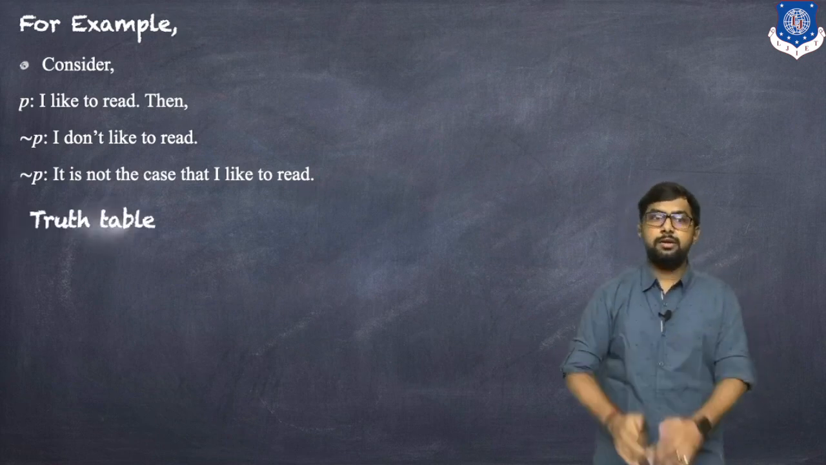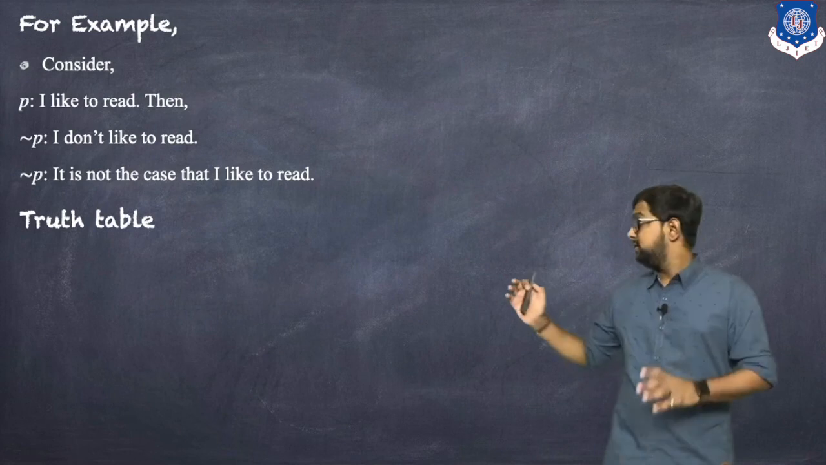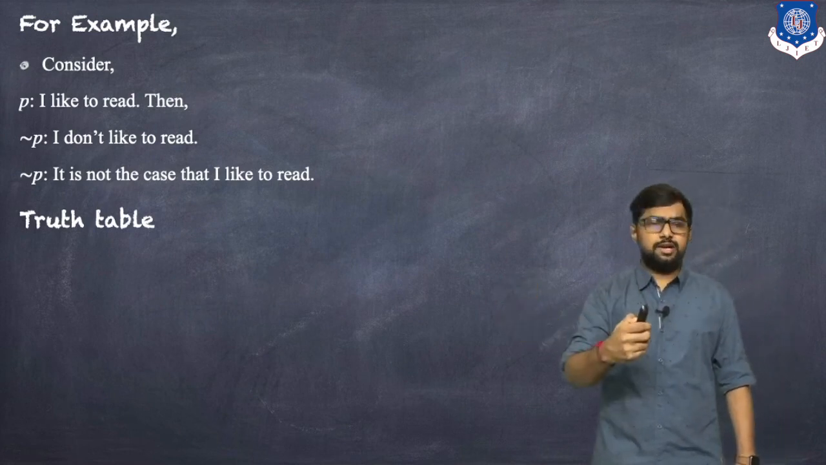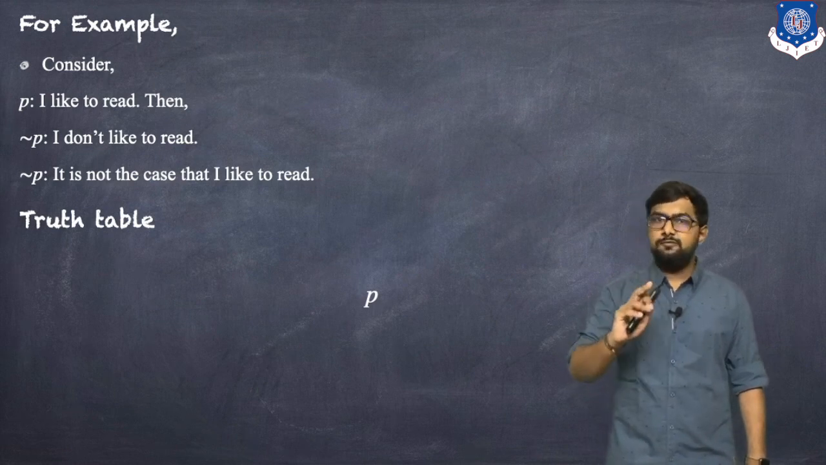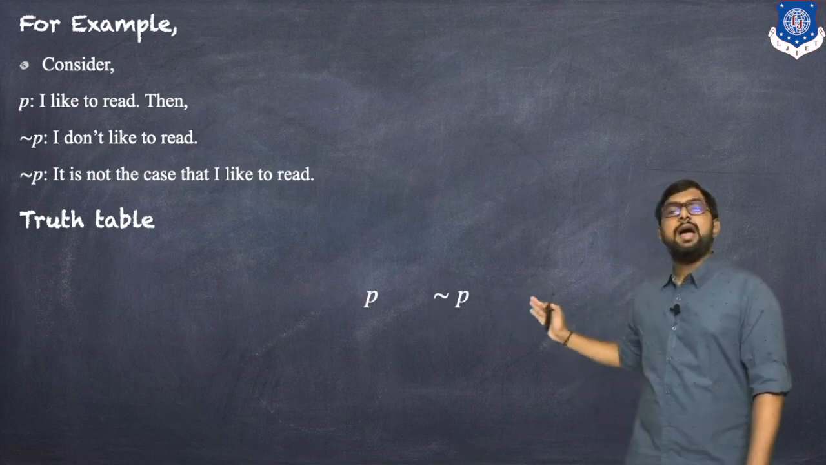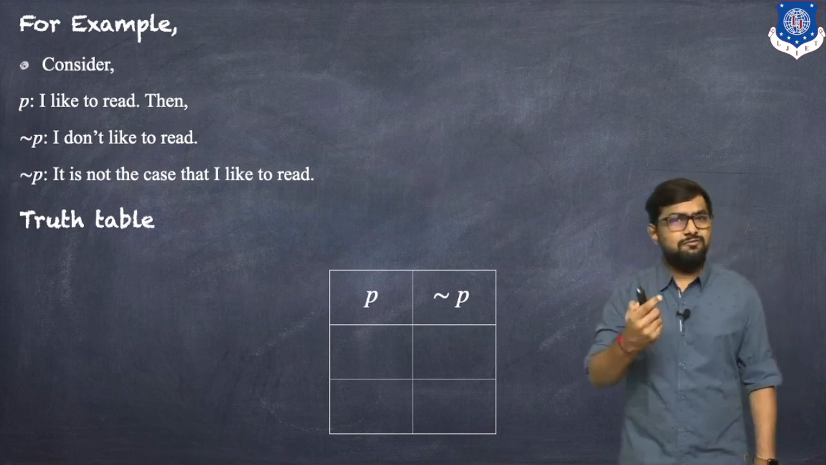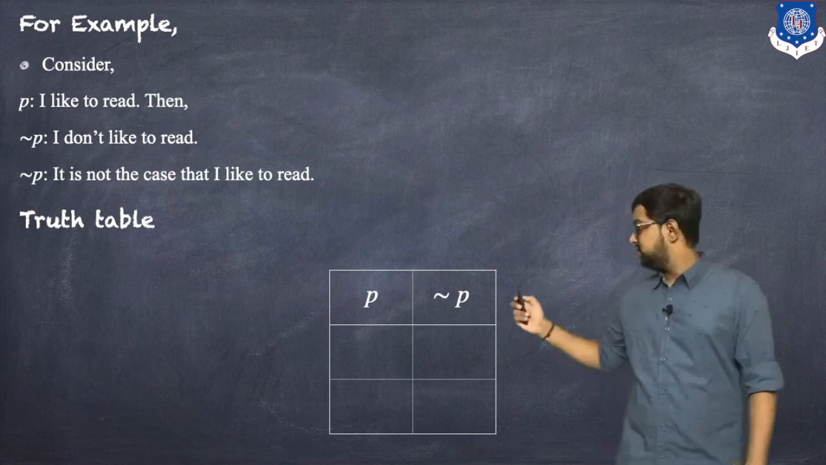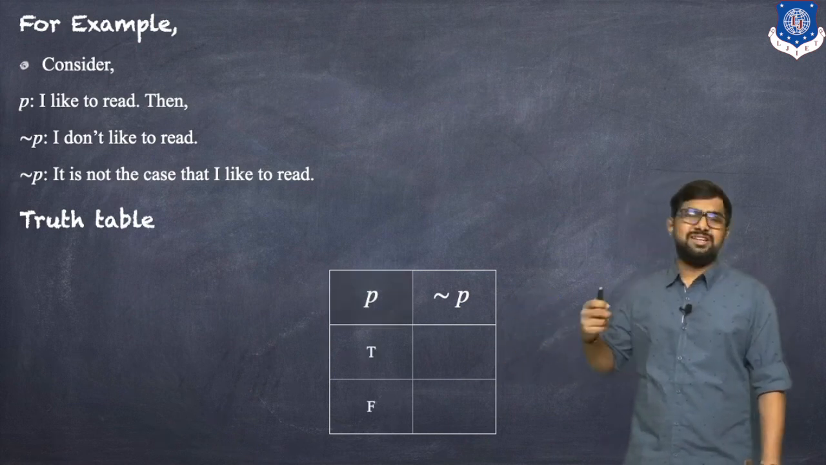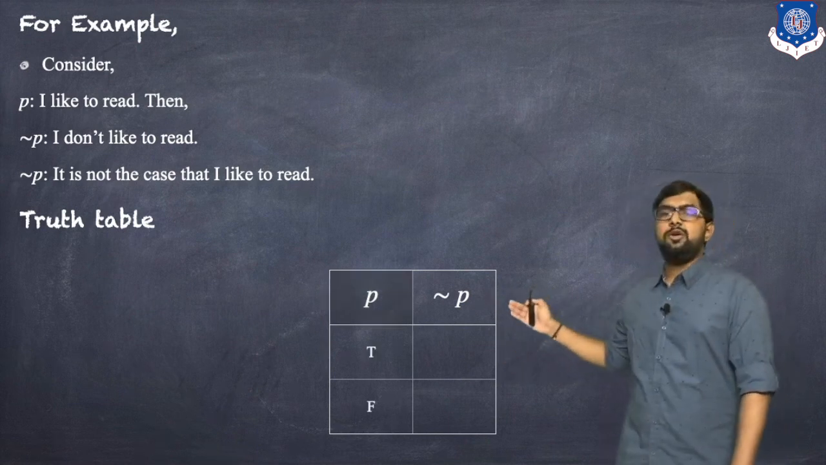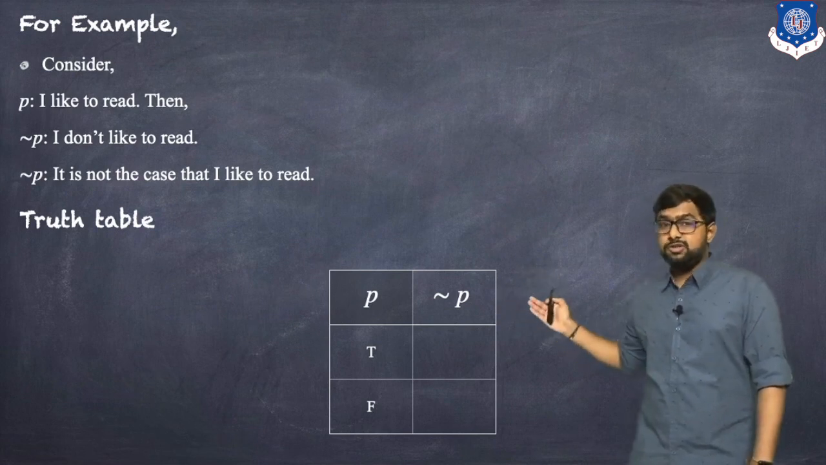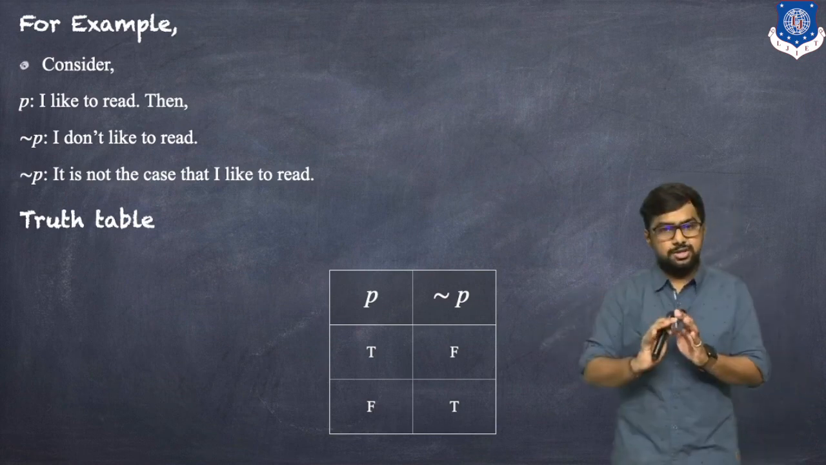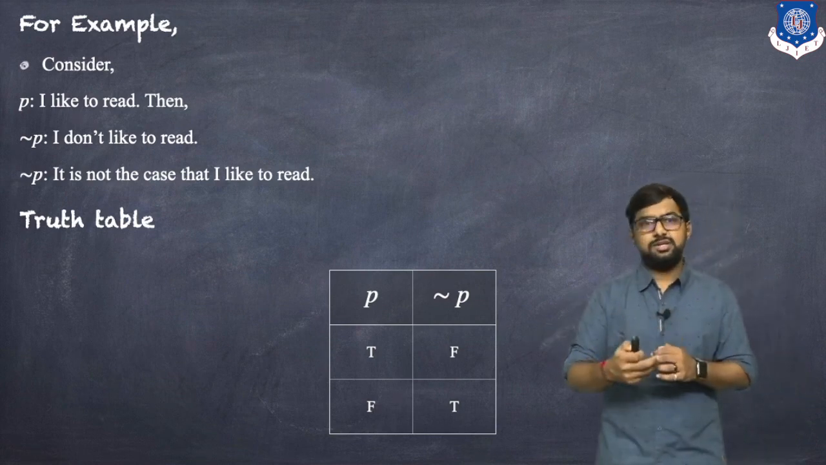Okay, clear? Now what will be the truth table? As it is a unary connective, we will have only one statement, so just P and not P. With only one statement, there will be only two truth values, either true or false. So T, F. Now it is very easy. P, then not P. If P is true, then not P will be false. If it is false, then it will be true. So T, F, F, T. This is how you can construct the truth table.